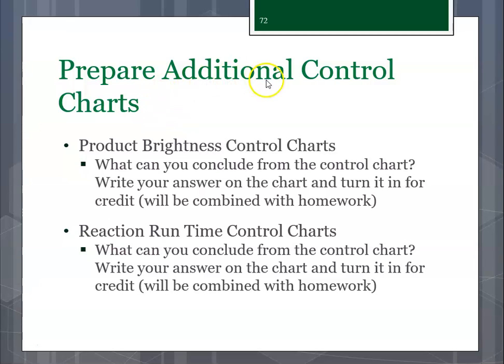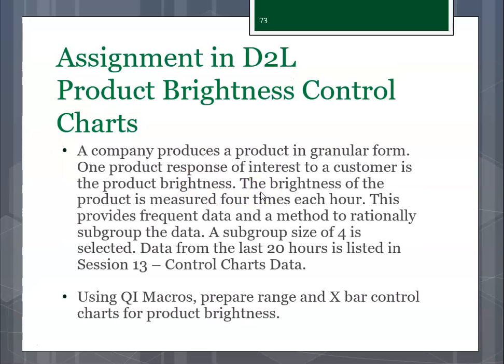Okay, so then we have 2 more control charts that you're going to work on. You're going to make a product brightness control chart, and what can you conclude? There's going to be some information in there that will be combined with it. Again, this is just information that will be in your activities to be graded. And then you're going to run a reaction runtime control chart, and what can you conclude? So again, there's another Excel spreadsheet with all the data in there, and then the activity in D2L.